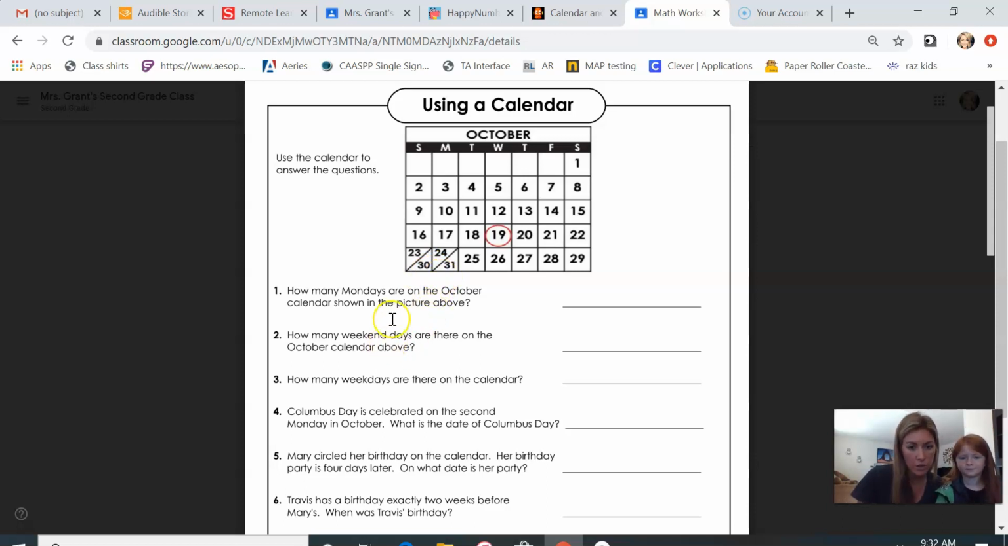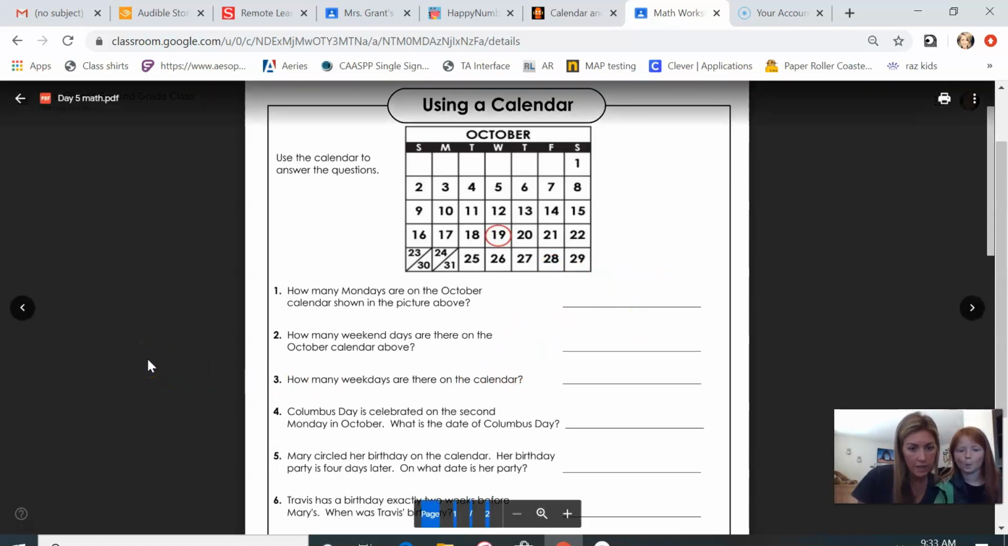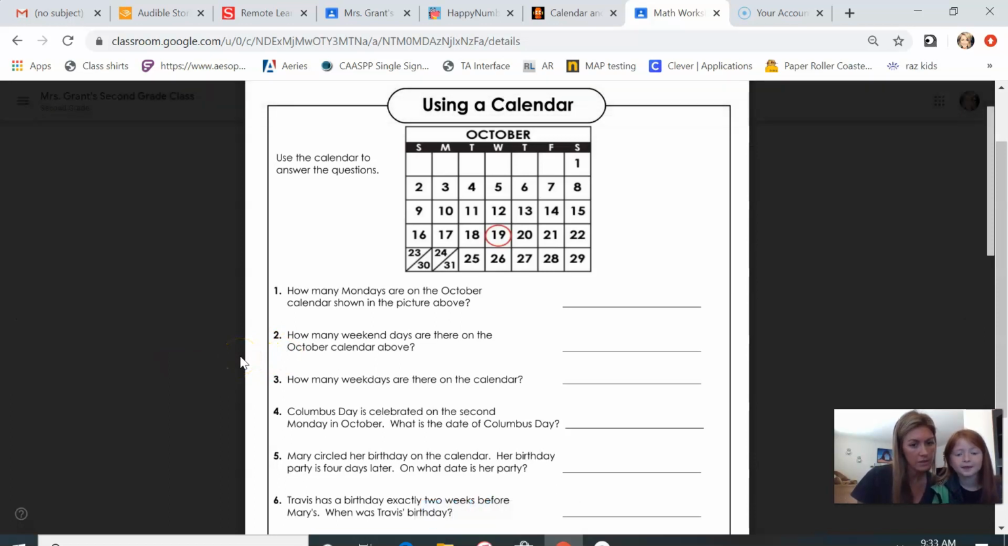So we came up with 1, 2, 3, 4, 5 Mondays in October. So we would go ahead and write a 5 on the first blank line. Let's look at the second question. Do you want to read the second question, Mia? How many weekend days are on the October calendar above?